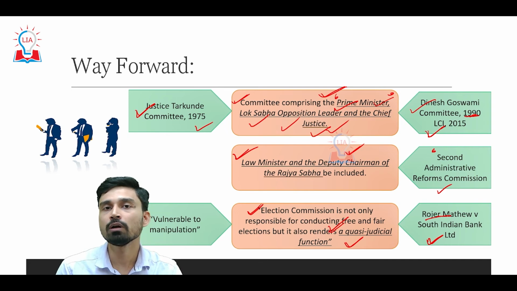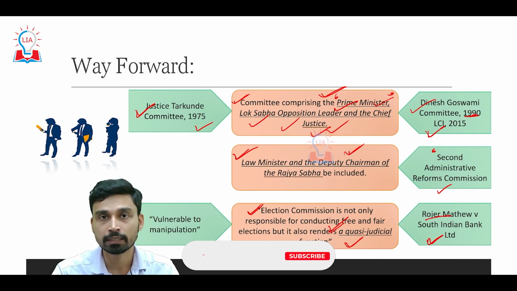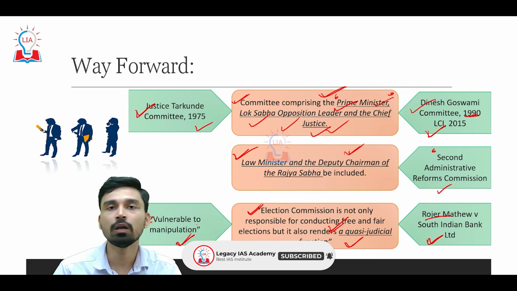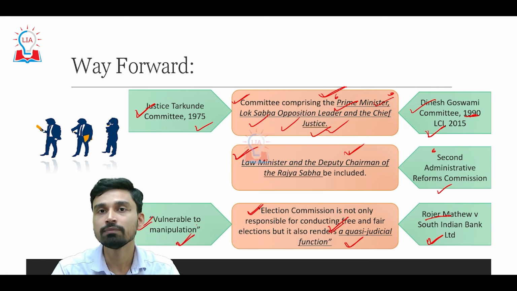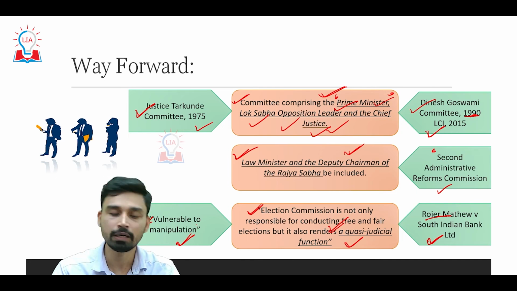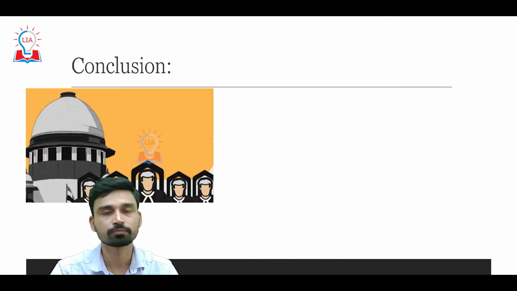Rather, full control of the government over the appointment procedure of election commissioners renders the whole process and institution vulnerable to manipulation to serve the interest of the government itself. And it is on this ground that there is a need for an independent body, not totally under the control of the government, to appoint the election commissioner.